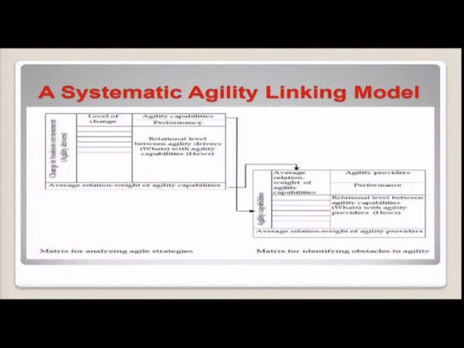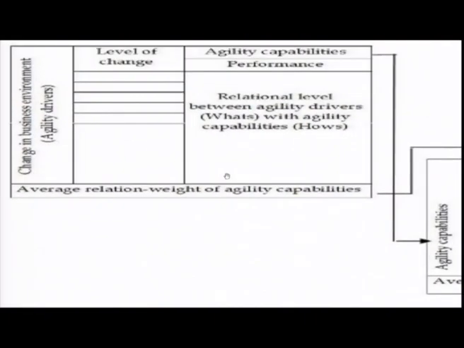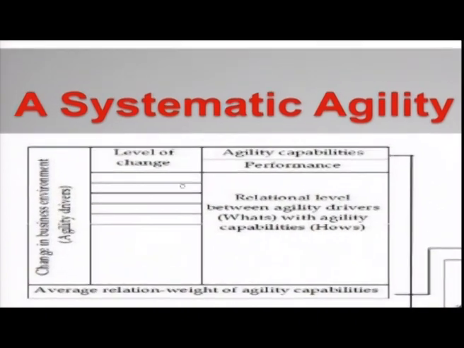Now let us see the systematic approach developed for the agility linking model. So here we will be speaking about the two different linking models. One is on the analysis, the second one is on identifying the obstacles for agility. As far as the matrix for analyzing the agile strategies, we have the change in business environment, which is also called the agility driver. We have the level of changes.